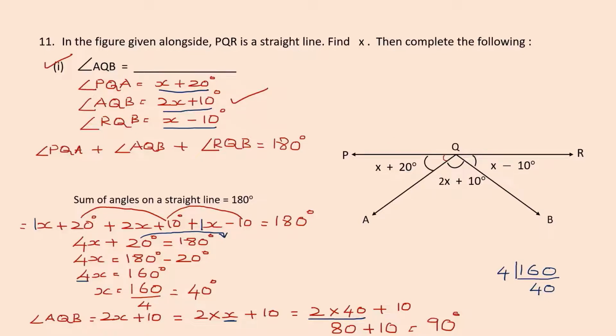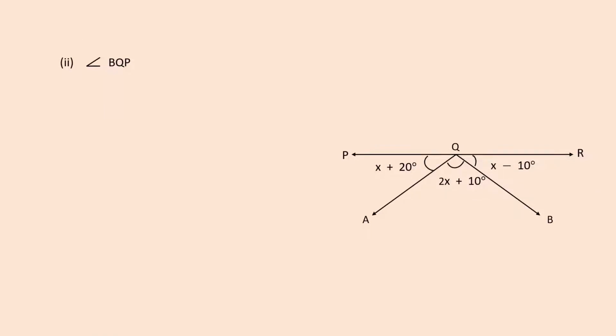So let's go back to the top line, the first line there. Angle AQB equals 90 degrees. So we have finished the first part. Question 2. Find out angle BQP. So let's write down what's given to us. BQP is equal to, if you see, this one and this one together, two angles together, because I have P here and I have B here. So BQP will include two angles.